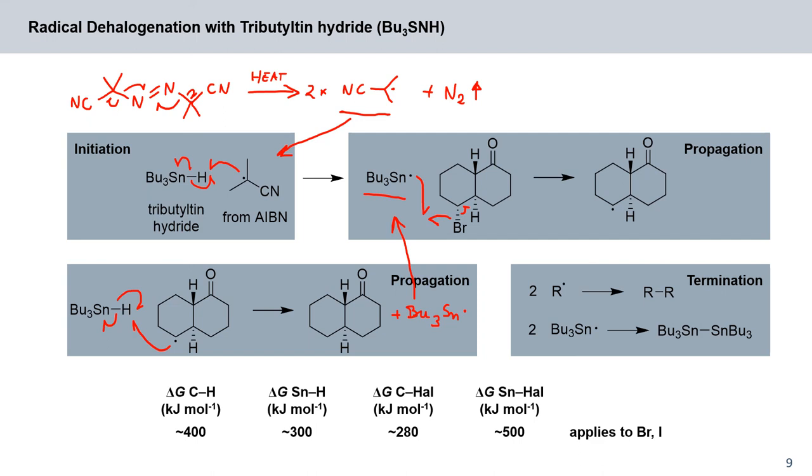Now this entire process is energetically favorable, because we're forming fairly strong new bonds. We're forming a tin bromide bond in this process, and we're forming a carbon-hydrogen bond, with 400 kilojoule per mole.